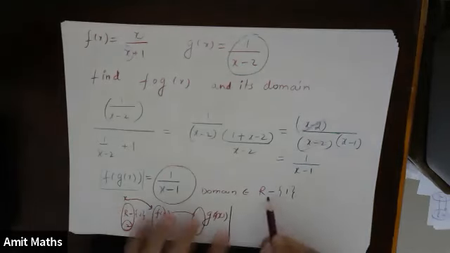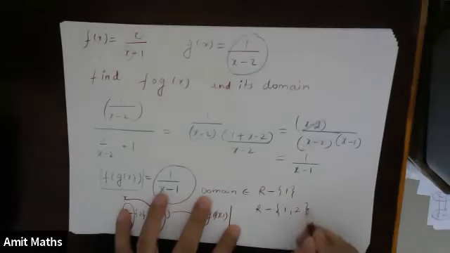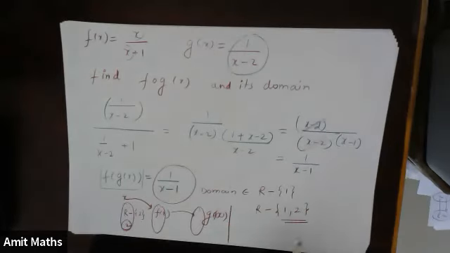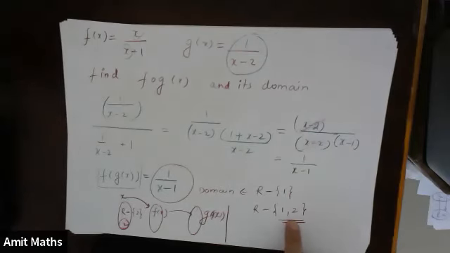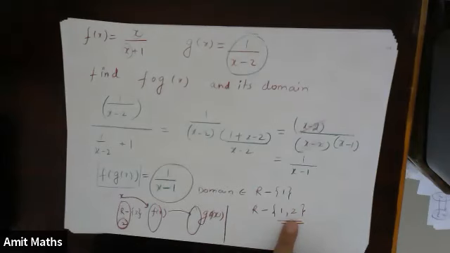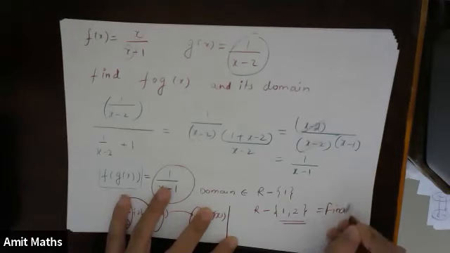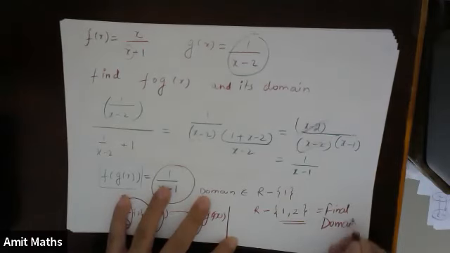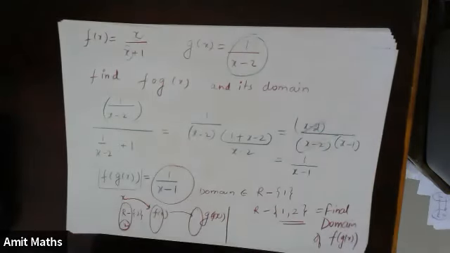So not just 1, the real values minus 1 and 2 will not be included in the domain. Why is 1 not included? Because of this part. And why is 2 not included? Because originally g of x will never take 2 in its domain. Understood? So this will be the final domain of f of g of x. Everybody understood? Fine.